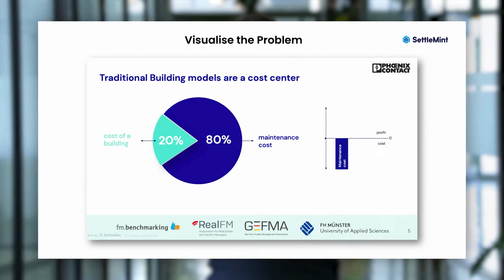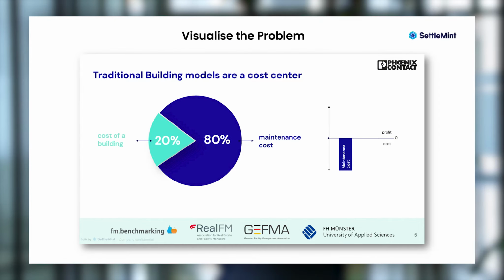And I would have a pie chart that says, if you look at traditional building models, they are actually cost centers. Because you spend 20% of your money building the thing, but over the next 20 to 25 years, the maintenance cost of such a building is massive. It's 80%. I know it's a simple comparison, 20 to 80, but I need to make an impact.